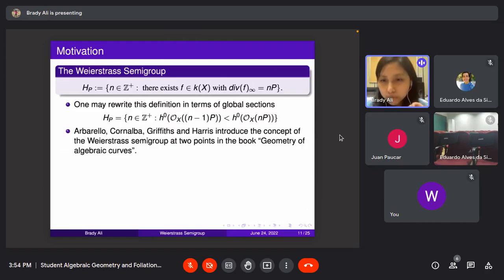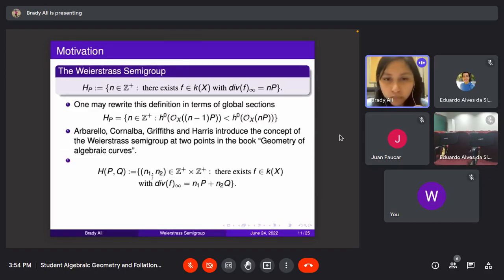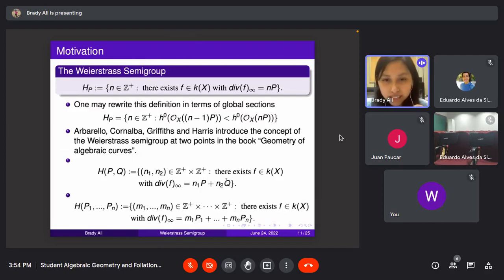In the book Geometry of Algebraic Curves, written by Arbarello, Cornalba, Griffiths, and Harris, they introduce the concept of the Weierstrass semigroup at 2 points. They define it as the pairs (n1, n2) such that there is a rational function that has a pole of order n1 at the point P and a pole of order n2 at the point Q. Later, this definition was also generalized to n points.